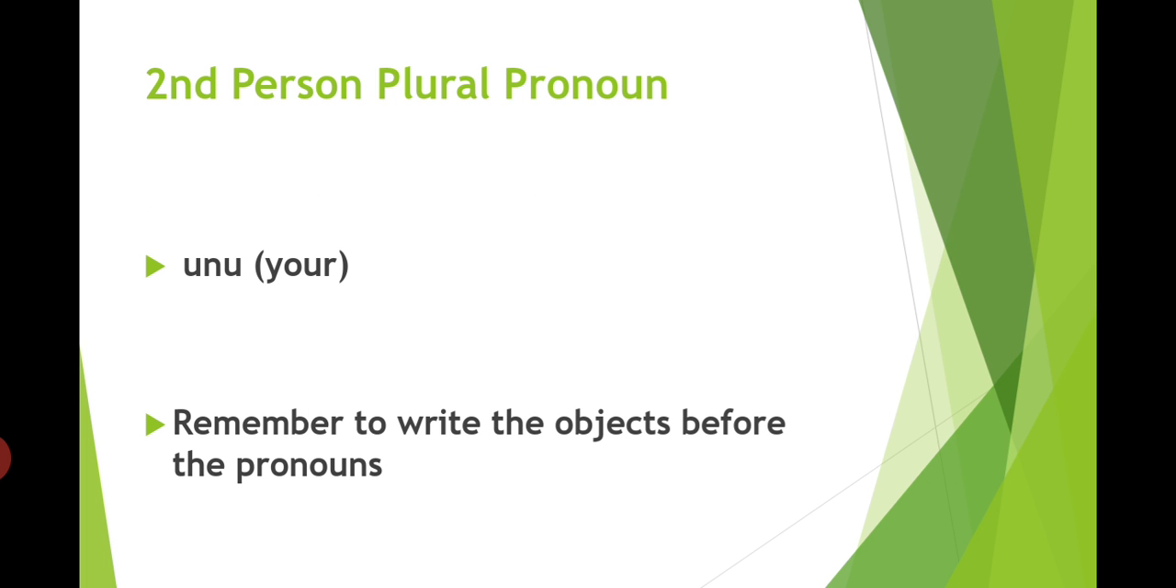So let's look at the second person plural pronoun. Now, when you're talking about more than one person, it's plural, or more than one object is plural. So in Igbo, the plural pronoun your means unu. Unu. Always remember to write the objects before the pronouns.